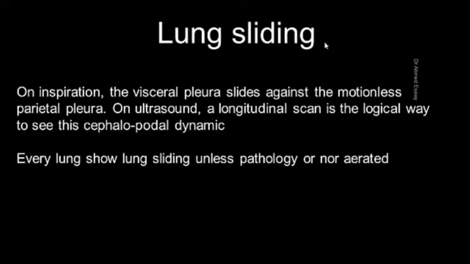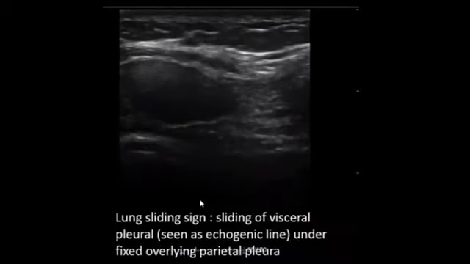Lung sliding, another normal lung thoracic ultrasound sign. On inspiration, the visceral pleura slides against the motionless parietal pleura. On ultrasound, in a longitudinal scan, the logical way to see this is dynamic. Every lung shows sliding unless there is pathology or it is not aerated.